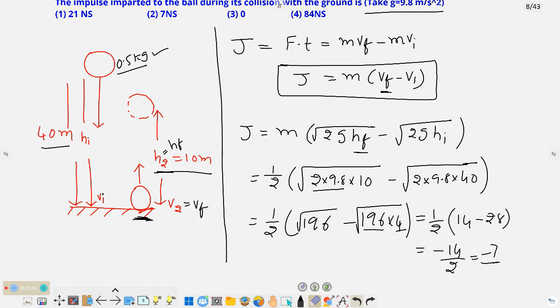So simply we can write the answer: the impulse imparted by the surface onto the body is equal to how much? 7 Newton second, without indicating the direction, because impulse is one of the vector quantities. If they give values in terms of vectors, you can represent that, but in the answers they have given only scalar. So 7 Newton second, the second option is correct.